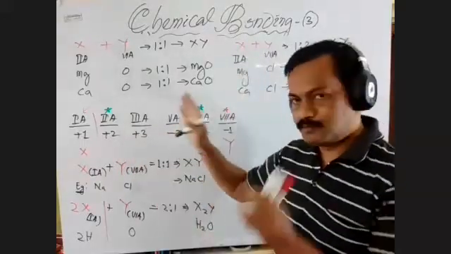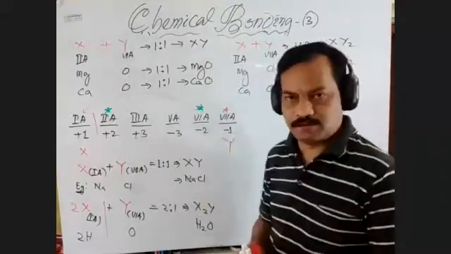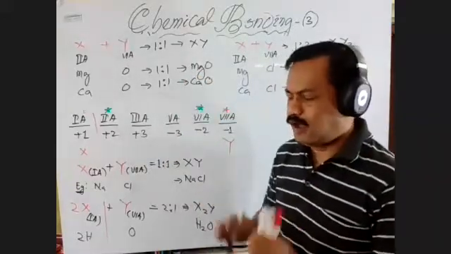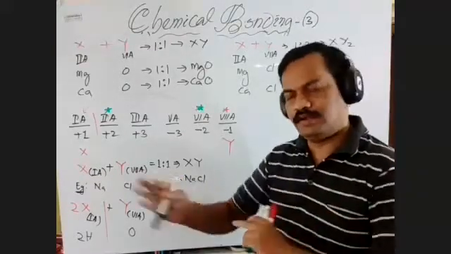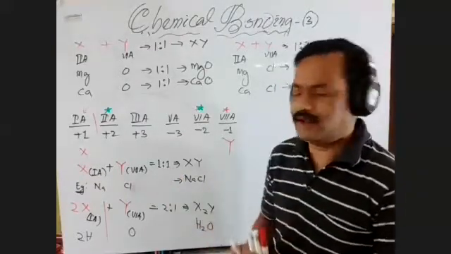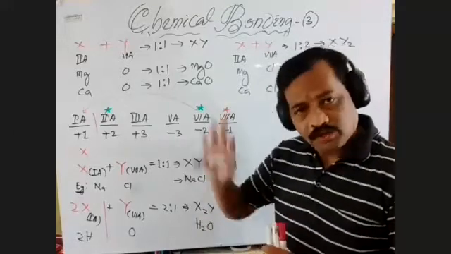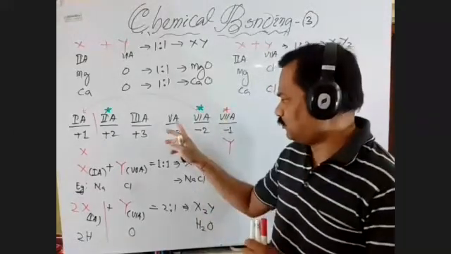Similarly, coming to the fourth one, the carbon family. The carbon family has a tendency neither to lose nor to gain. So there another option will come that we call sharing. But group valency is 4.